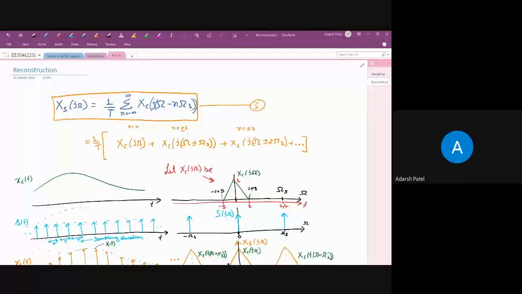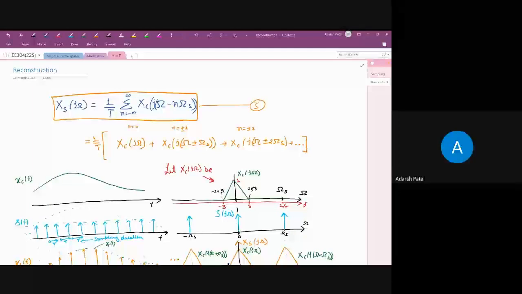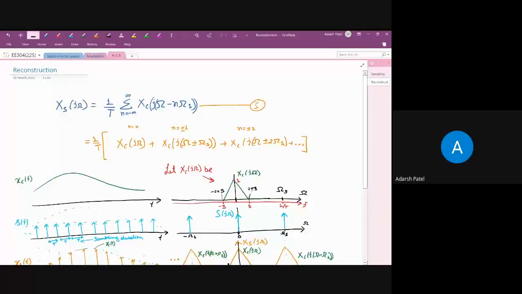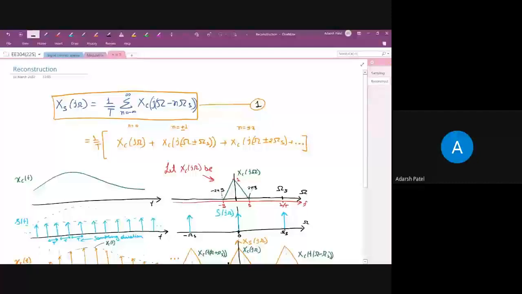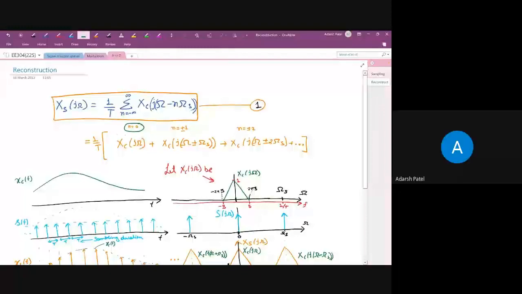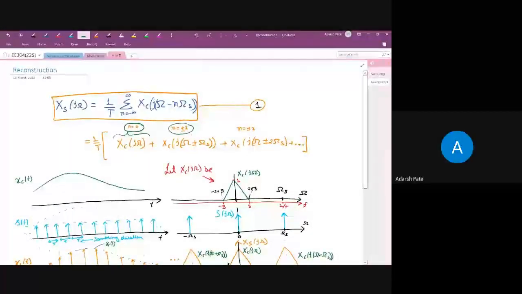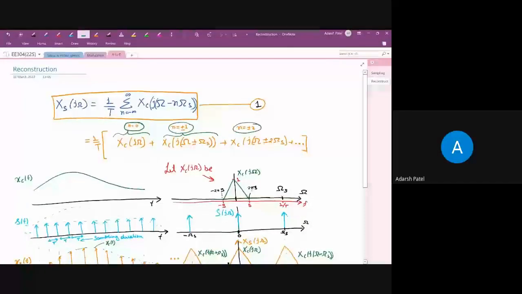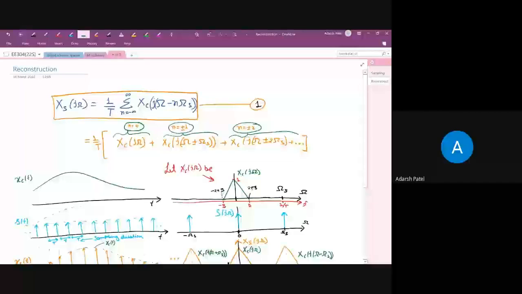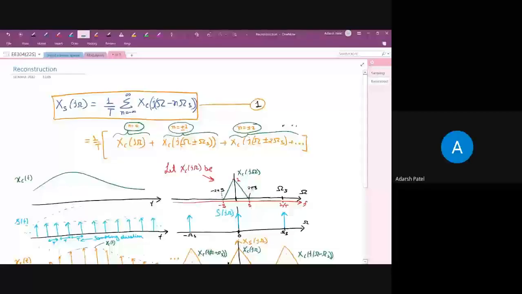So we came up to this expression of the sampled version of the signal in frequency domain, as given in this expression number 3, or we can call it 1 because we're starting this lecture. Then we expanded this for various values of n. For n equal to 0, equation 1 results in this first term. Similarly, n equal to plus minus 1 results in this second term, n equal to plus minus 2 results in this term, and so on and so forth. We have not written these terms.